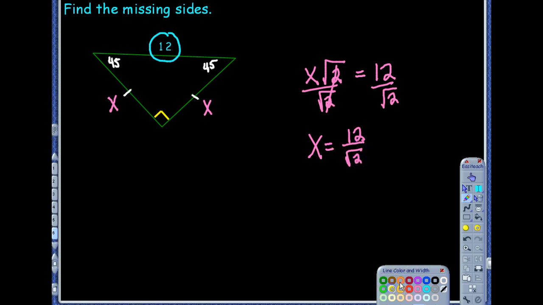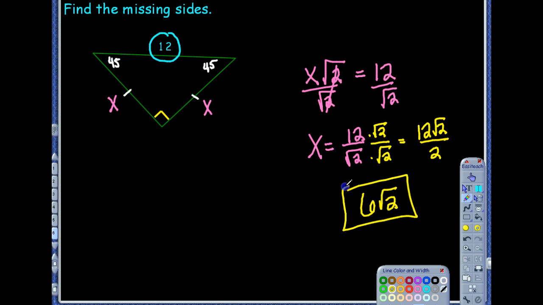No, we're not going to type it in our calculator. No. We're going to rationalize it. So multiply the top and bottom by radical 2. And I end up with 12 radical 2 over 2, which simplifies to 6 radical 2. Love it. So that's the lengths of the legs.